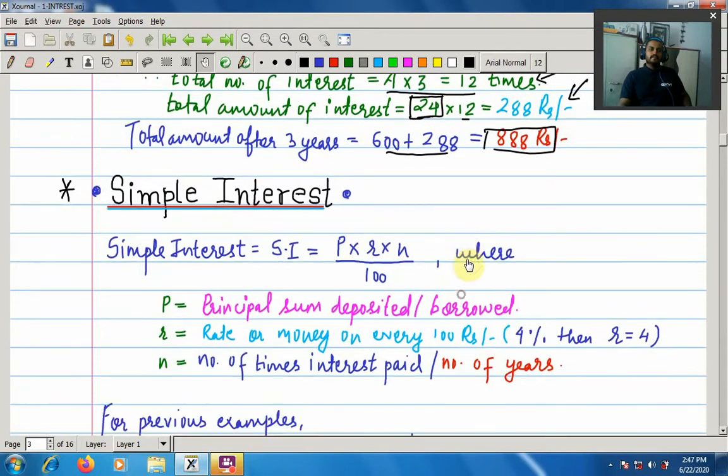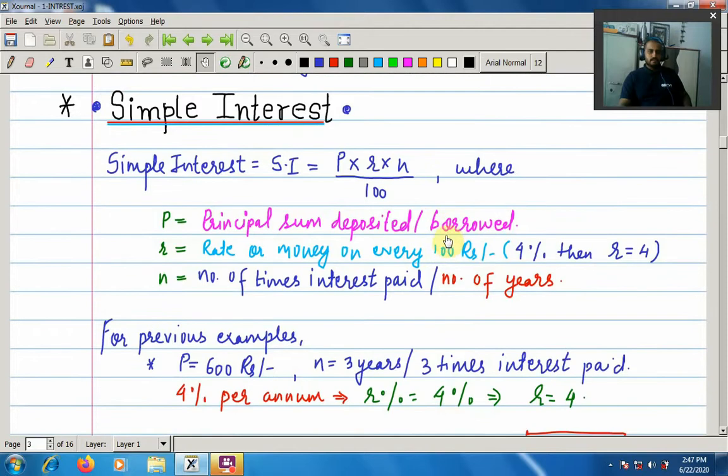So here we have the idea of simple interest. What do we mean by simple interest? Here we have a formula, simple interest denoted by SI, equals P into R into N upon 100, where P is the principal sum deposited, R is the rate, or money on every 100 rupees. For example, if it is 4%, then R is only 4 without the percentage sign.